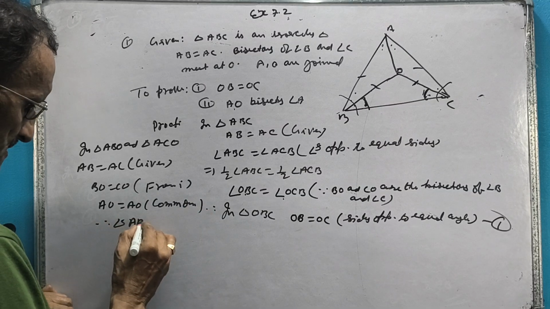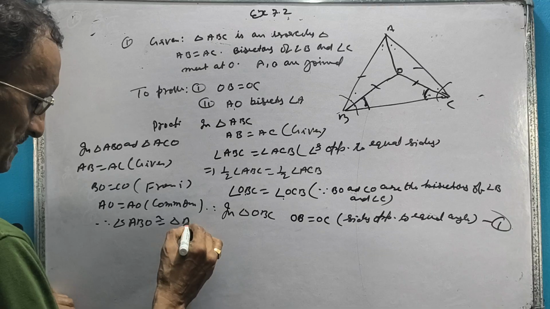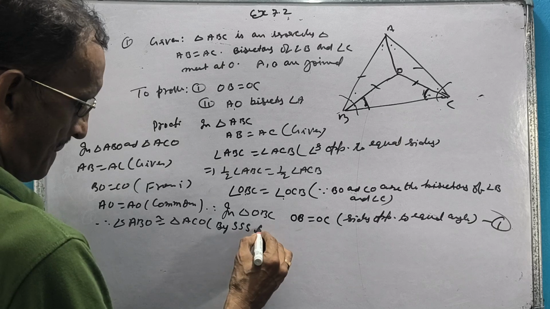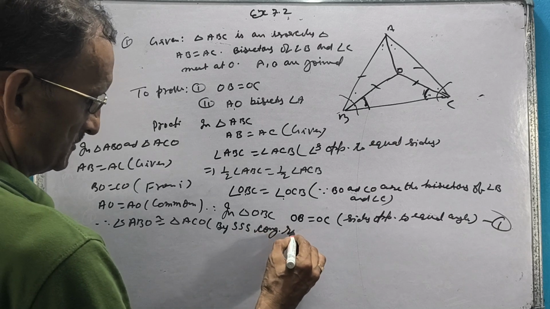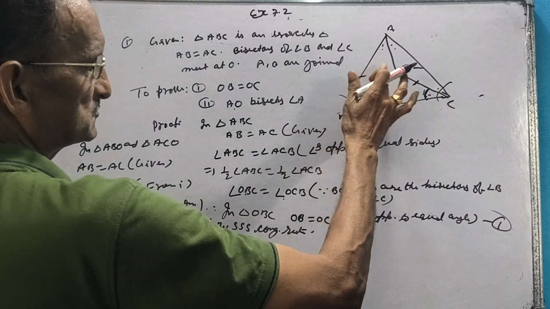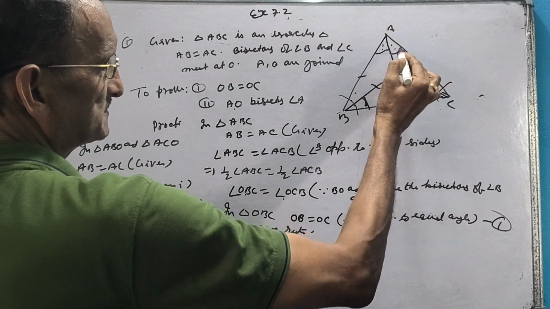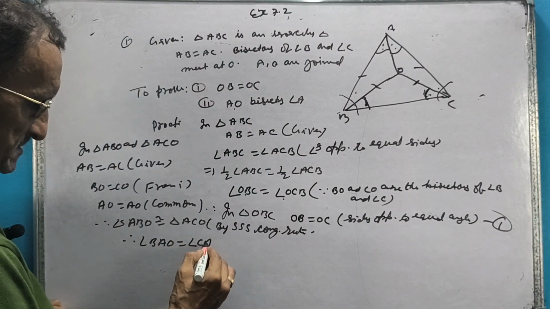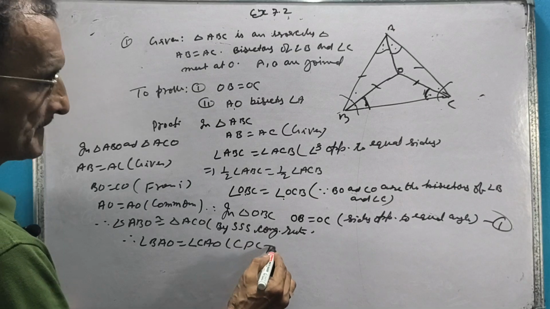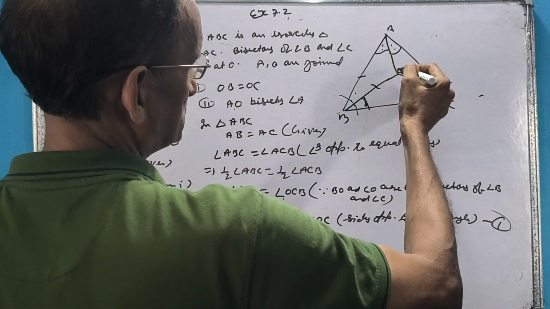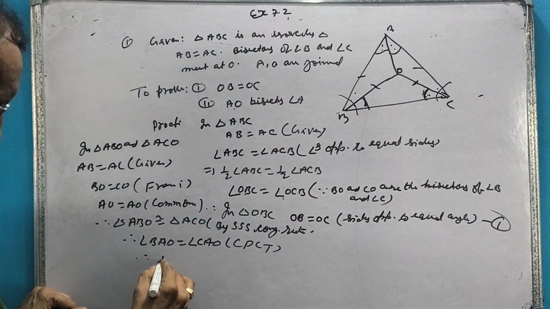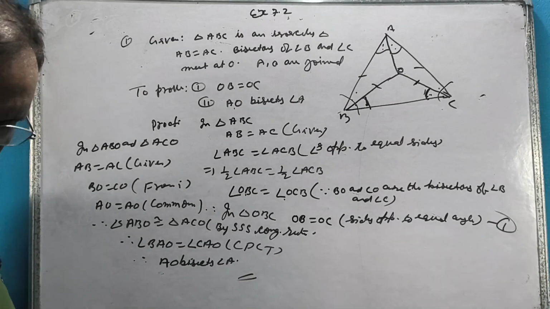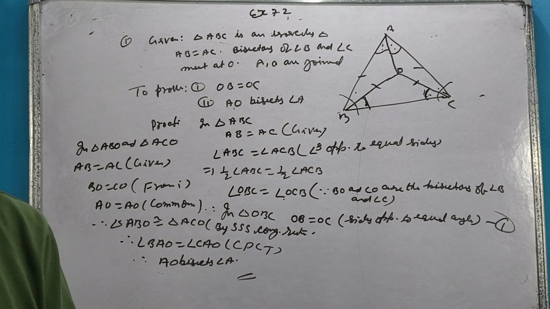Therefore triangle ABO is congruent to triangle ACO by the SSS congruence rule. If these two triangles are congruent, their corresponding angles will be equal. Therefore, angle BAO is equal to angle CAO by CPCT. And angle BAO equals angle CAO means AO bisects angle A. Hence proved. This was number 1.